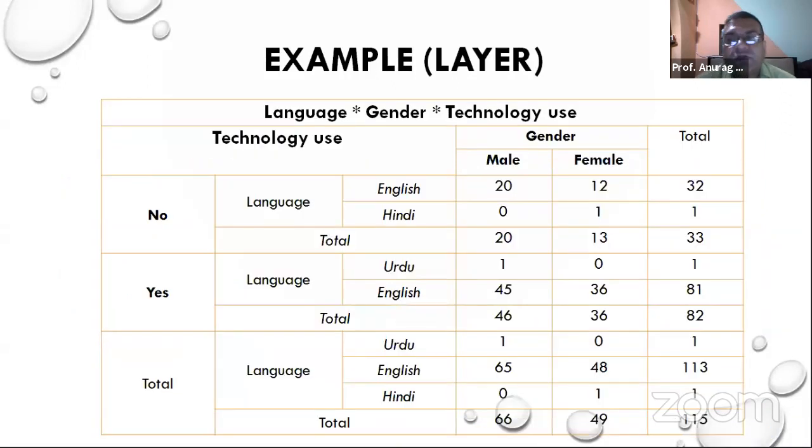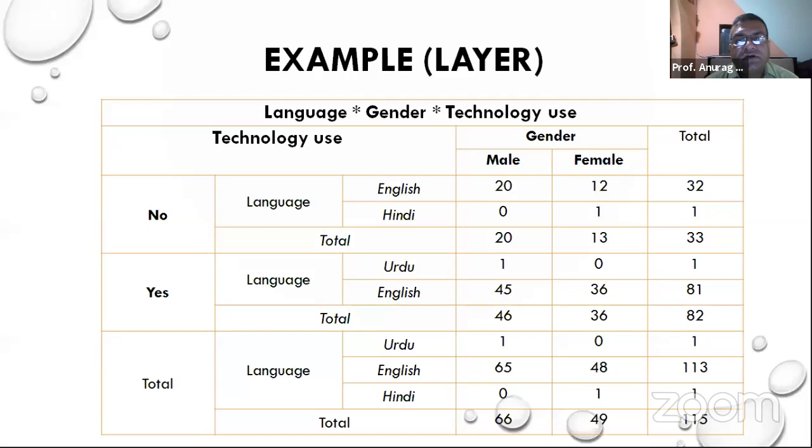And I can go further in a cross tabulation. Here I'm using a layer. It is language, gender, and technology use. So I've added a third dimension here. It asks you whether you use the technology or not. Then it asks you about gender, male and female, and you use technology in which language. This is the third dimension. That means English, Hindi, or Urdu, English or Urdu, English, Hindi. So it is a table which is adding a dimension. So this is called a three-way cross tabulation.